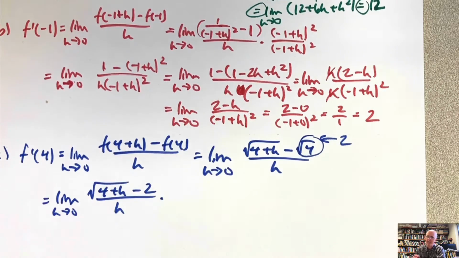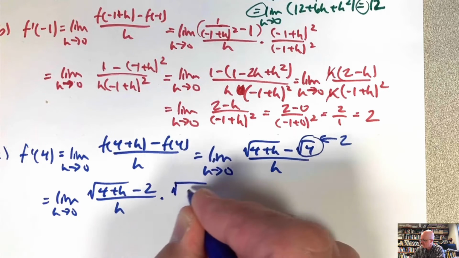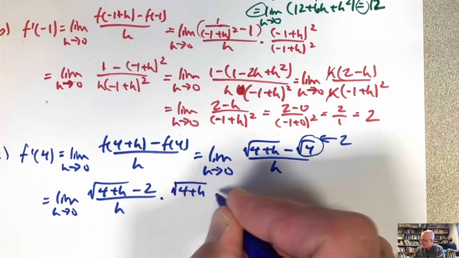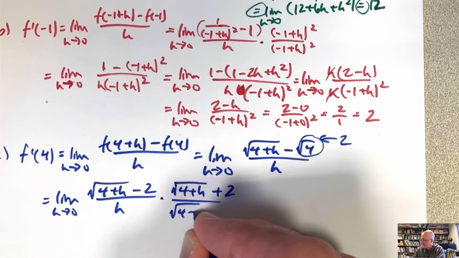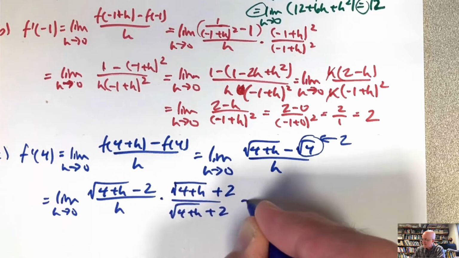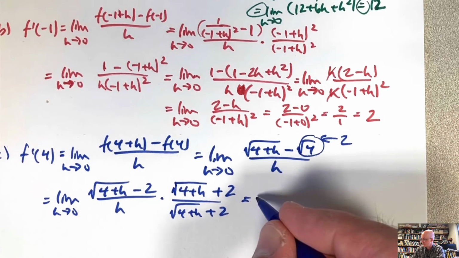Rationalize the numerator. You may be more used to rationalizing the denominator, but we're going to rationalize the numerator. And the thing to pick here is square root of 4 plus h plus 2. You might call that the conjugate of the top. And you might wonder, how is this going to help? I mean, what in the world is this going to do? Isn't this just going to make it worse?